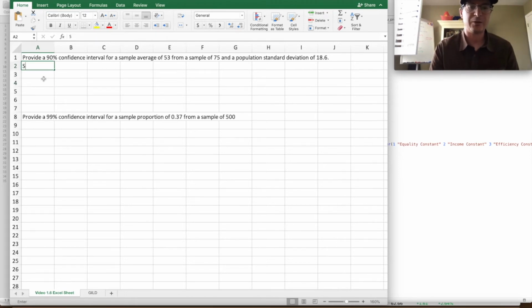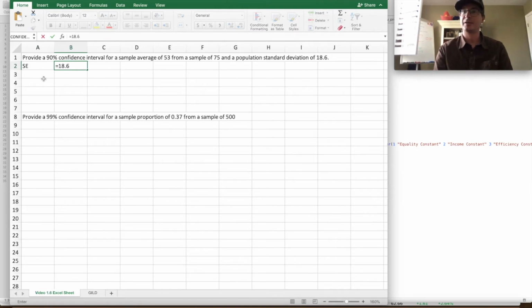Well, we needed our standard error, so I'll call that SE. That's just going to equal 18.6, the population standard deviation, divided by the square root of 75, because that's just sigma over the square root of n. So that's our particular standard error.